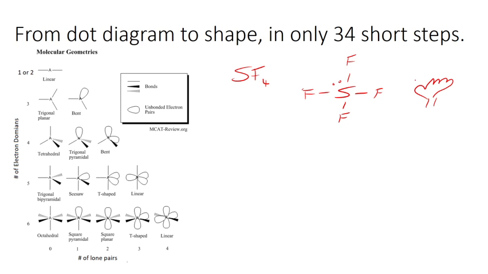And we have 4 bonds, so that's 1, 2, 3, 4 electron domains, and then 1 lone pair for a 5th electron domain. So we come over here, number of electron domains, we have 5. So it's going to be one of these here. Now, we look, we have 4 bonds and 1 lone pair. So we look here, 1, 2, 3, 4 bonds, and our 1 lone pair. So we know that this is going to be seesaw. Just like that. Easy enough.